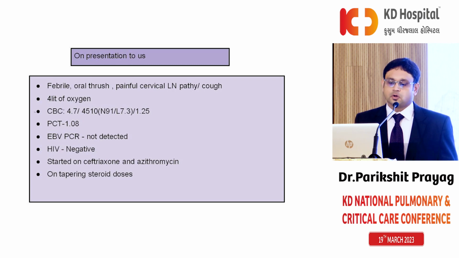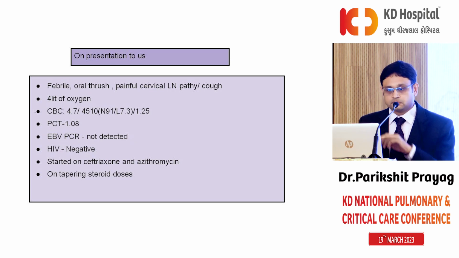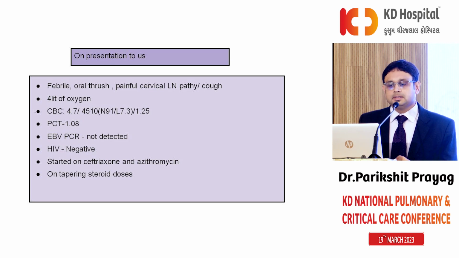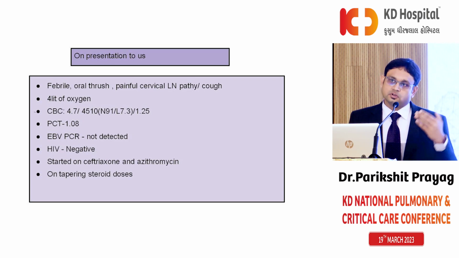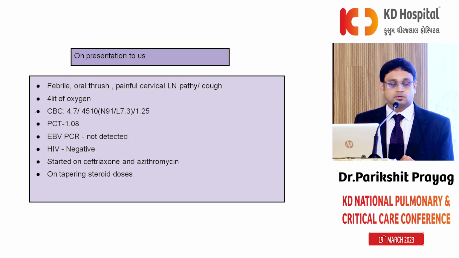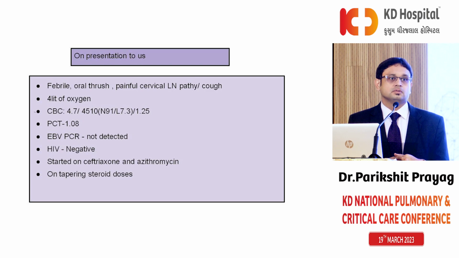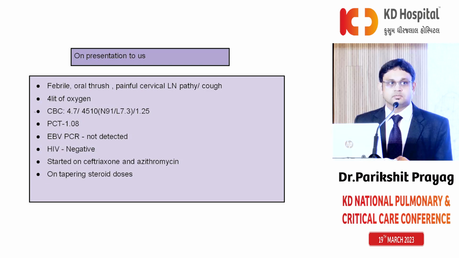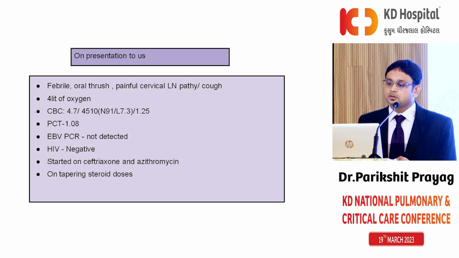So he was on 4 liters of oxygen when he presented to us. His CBC, again, the anemia had persisted. He had moderately elevated procalcitonin. He had generalized lymphadenopathy. So just before coming to us, he had an EBV PCR done, which was negative. His HIV was negative twice, and even a 4th generation testing had been done. So we were not suspecting that he is in the seronegative window for an HIV infection. So he was started on ceftriaxone and azithromycin, and he was on tapering steroid doses.